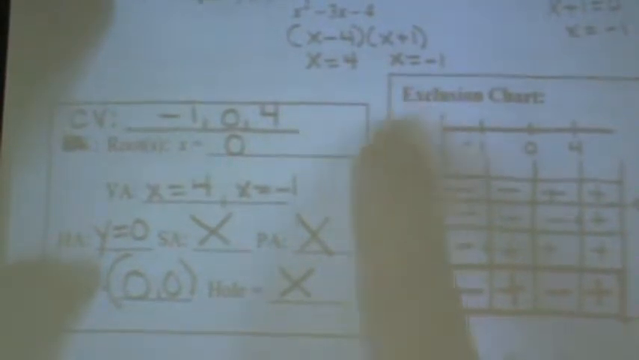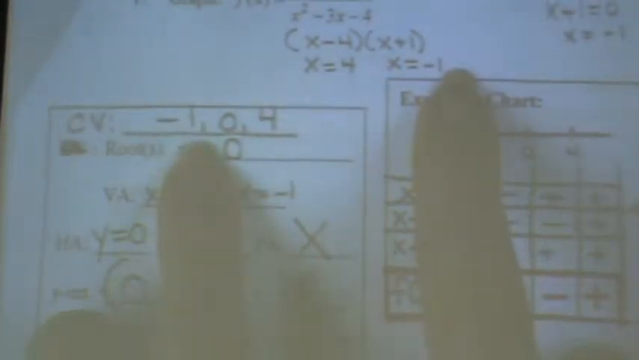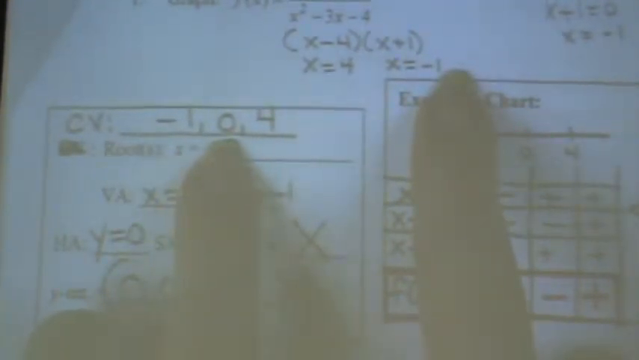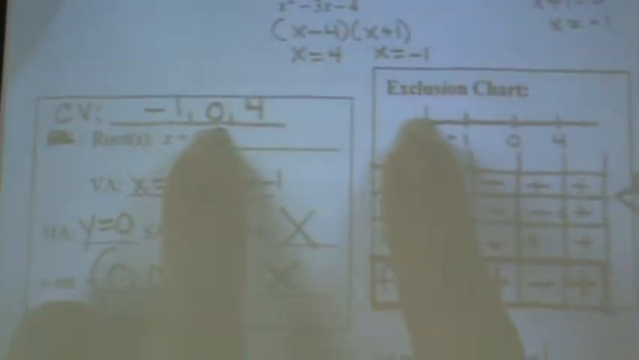So this factors to be x minus 4 times x plus 1. So the factors would be 4 and negative 1. So the critical values for this problem would be 0, 4, and negative 1. What we do is we create an exclusion chart with these 3 critical values.